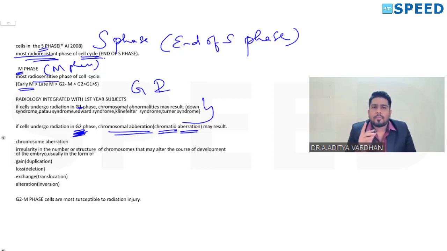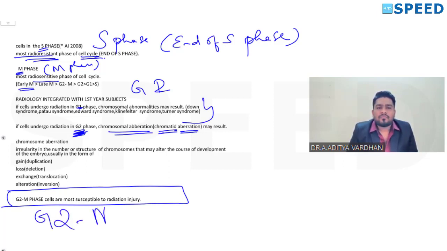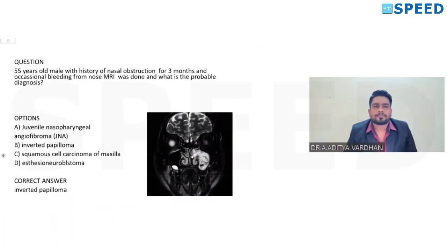Next, another thing: from the latest edition of Harper, I was able to find one specific line. You have to remember it by heart, because sometimes they can give you the same option like this and ask which is the correct statement. G2 and M phases are most susceptible to radiation injury, friends. So this is all the MCQs that were asked in the past regarding cell cycle and radiology. Now let's move ahead to the next MCQ.